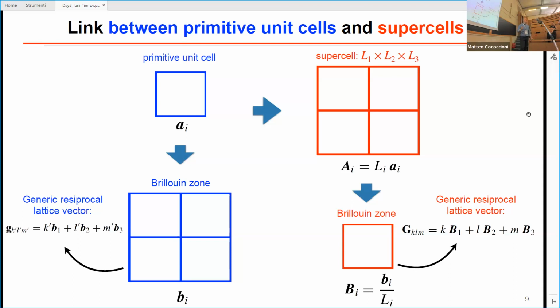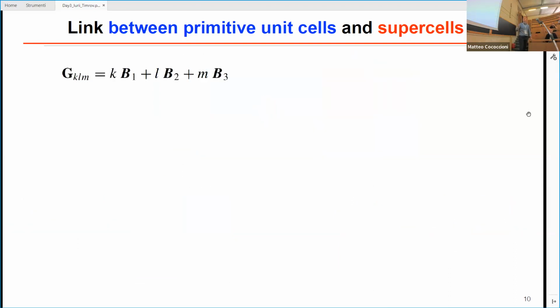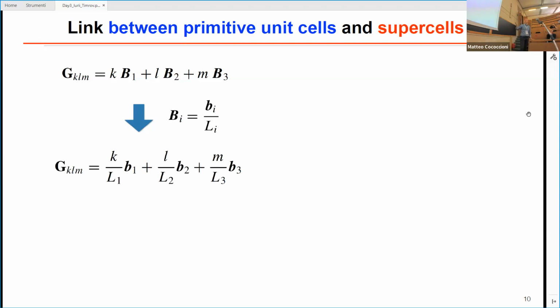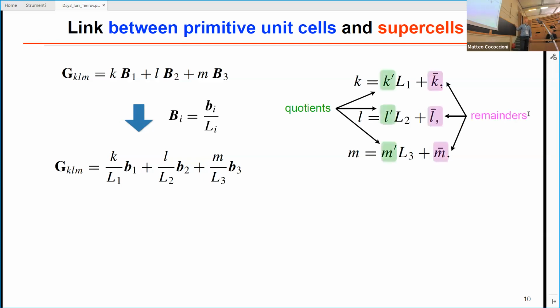Okay, this is very basic. So why am I talking about this? This is to explain the concept on this slide. So let's recall capital G here. And then we use the definition of capital B for the red Brillouin zone. And we put this definition inside, we obtain this expression. And here we are making an ansatz. We can define these integers k, l, and m this way, where in green I highlight quotients. It's k prime, l prime, and m prime, which are also integers.